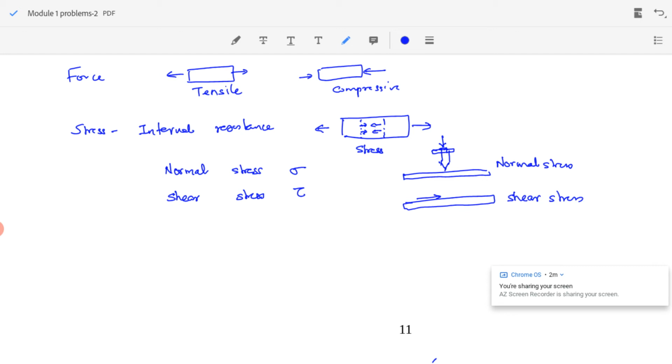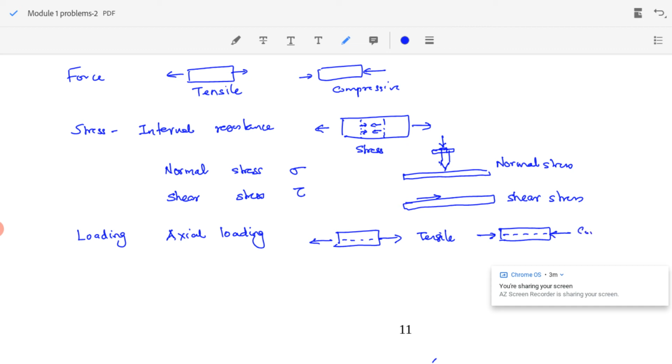Now, there are three types of loading. First one, axial loading. Most simple load. Axial loading means the load is axial to the body. It acts along the axis. This is a tensile axial loading. If the load acts through the axis in such a manner, then it is called a compressive axial loading.